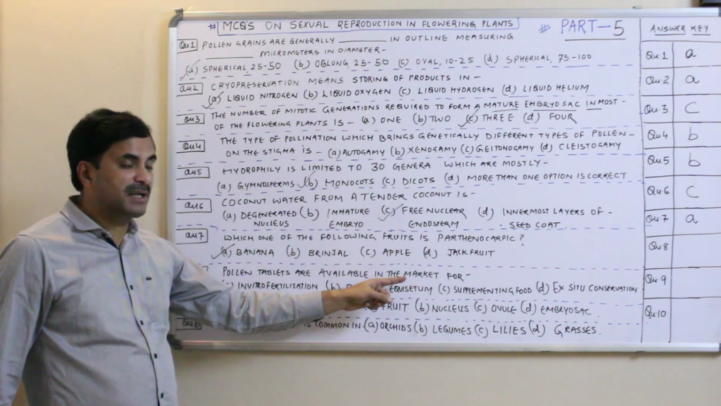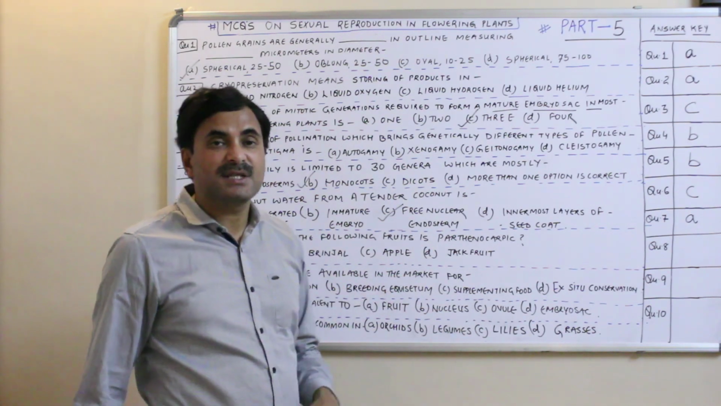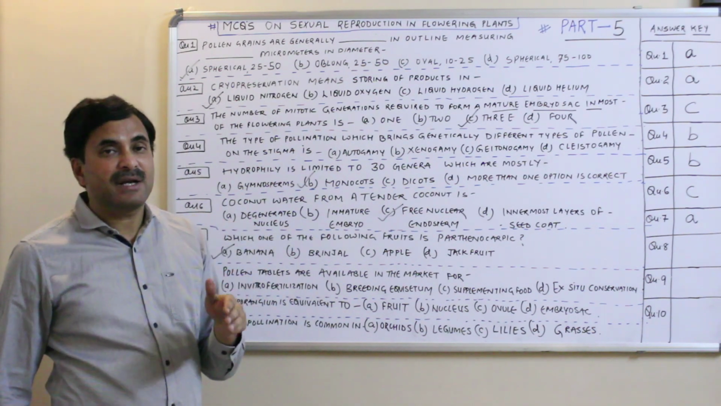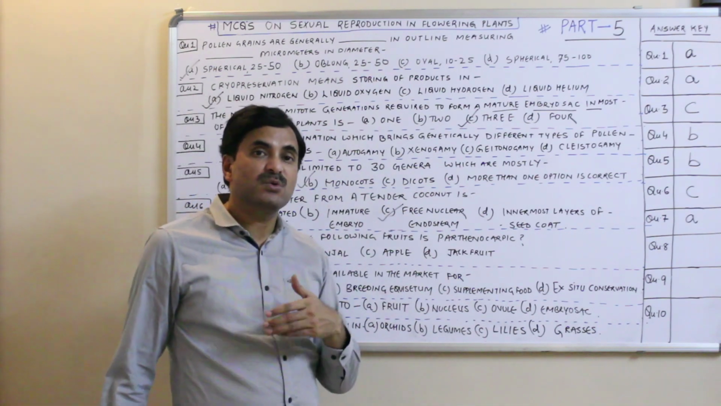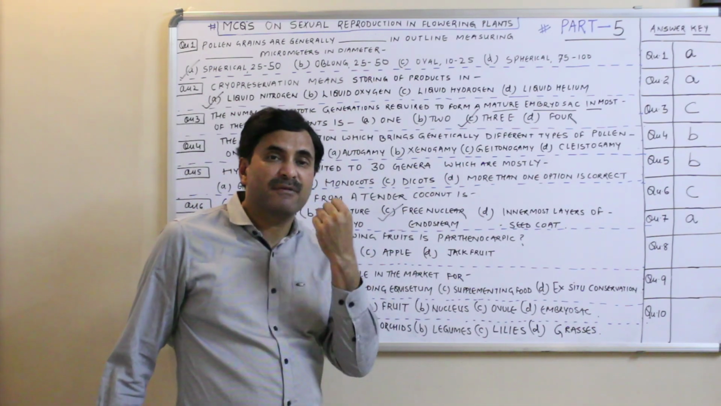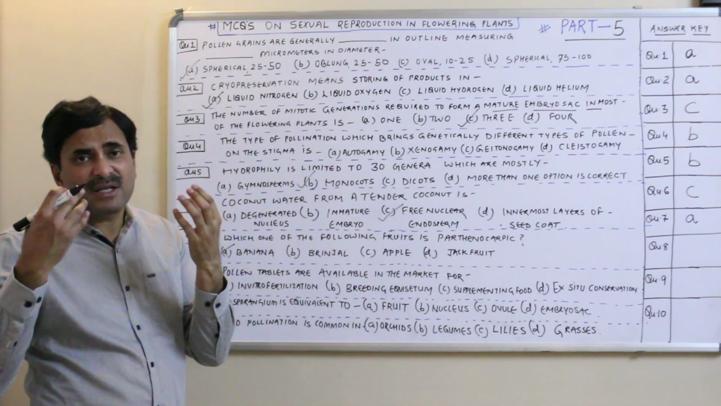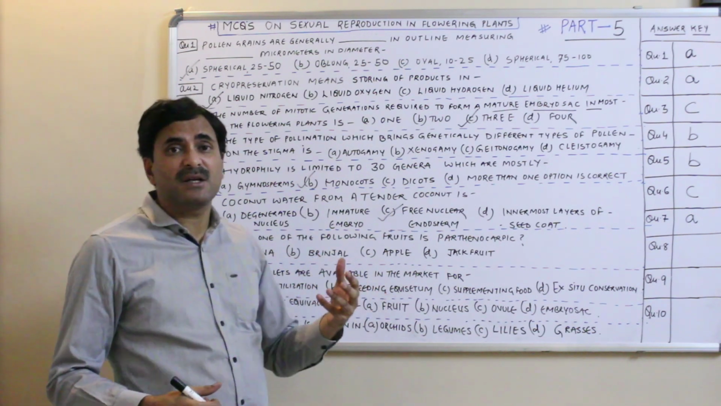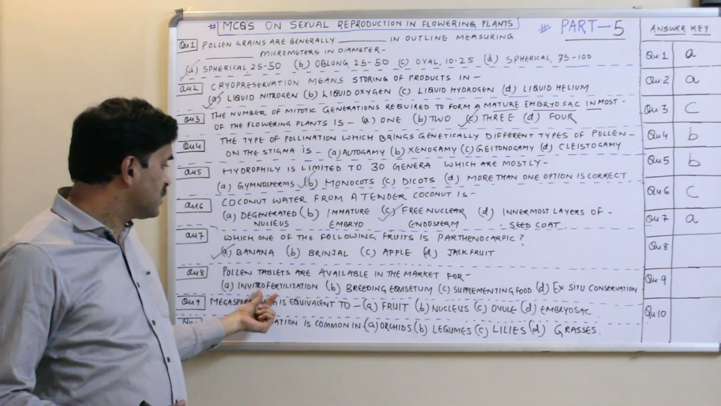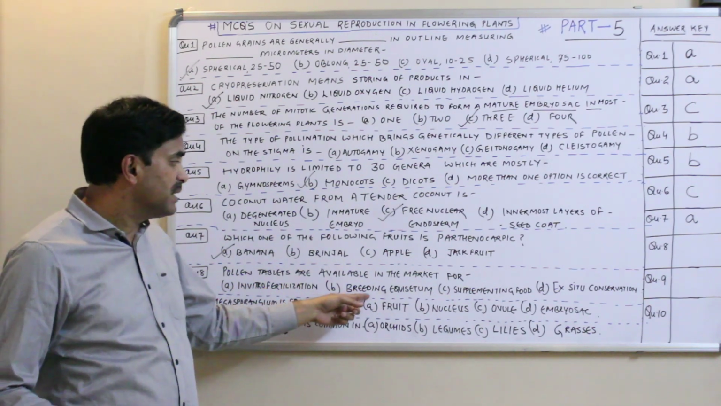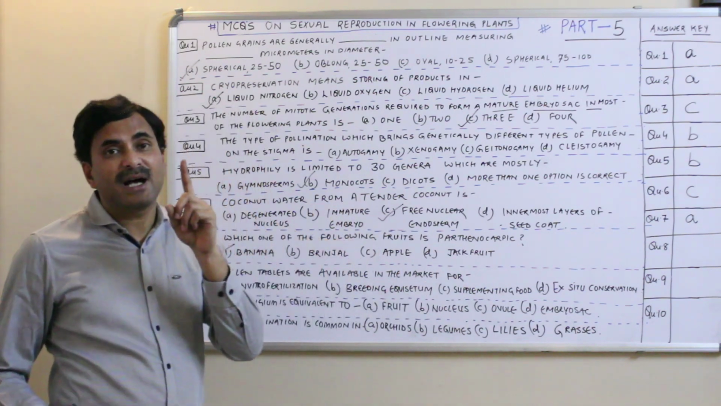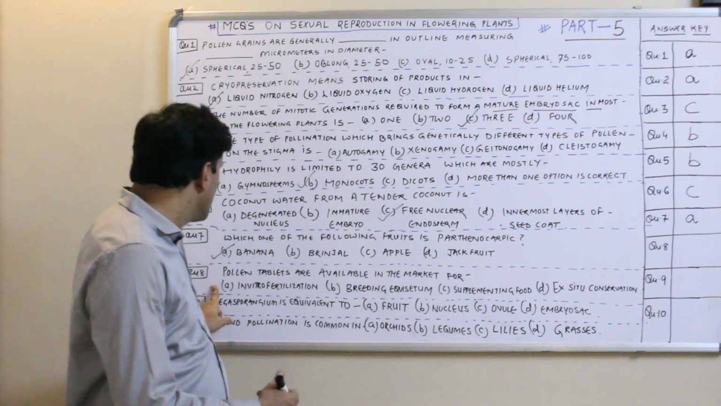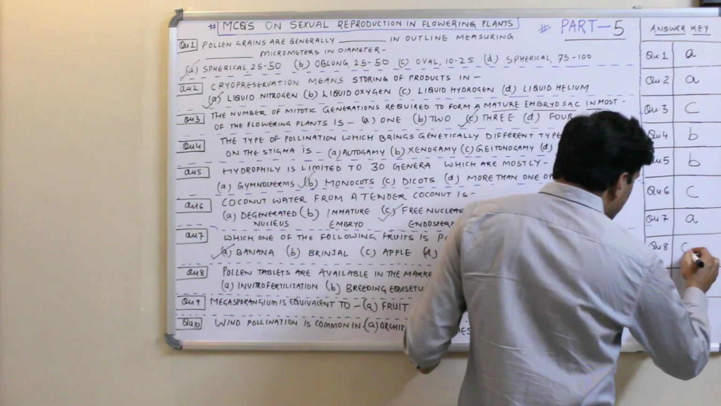Pollen tablets are available in the market for. We must know that nowadays, especially in Western countries, pollen tablets are formed from the pollen grain, and they are used to increase athletic performance, vigor and stamina. Pollen tablets for in vitro fertilization? There is no correlation. Breeding Equisetum, no. Supplementing food, yes. They are acting as a supplementary food source. So question number 8 has the answer C.